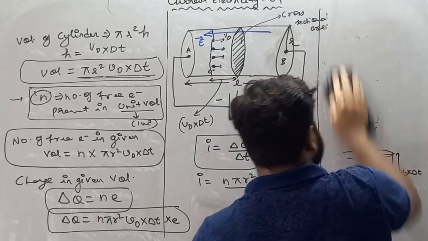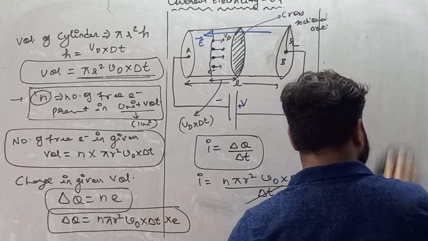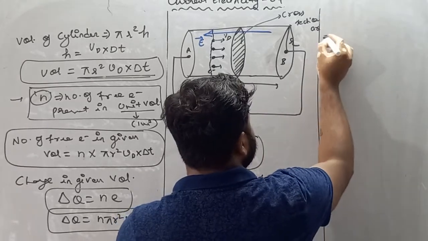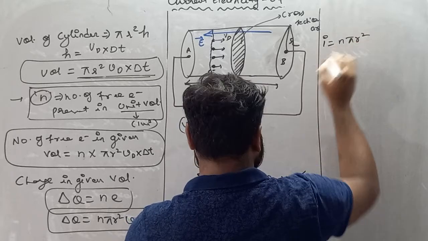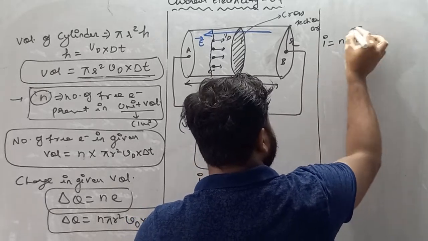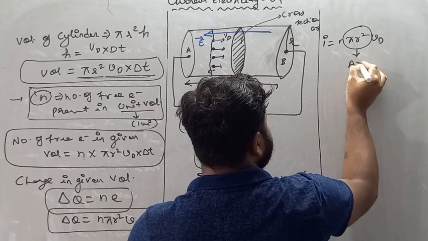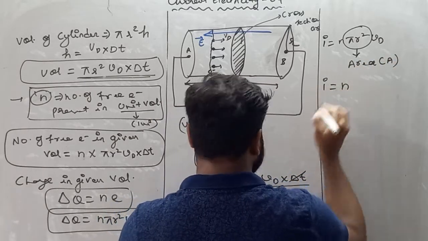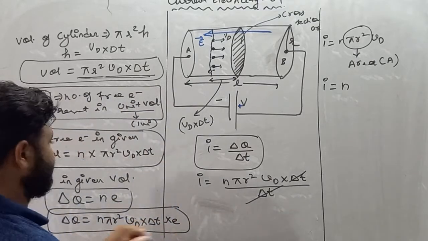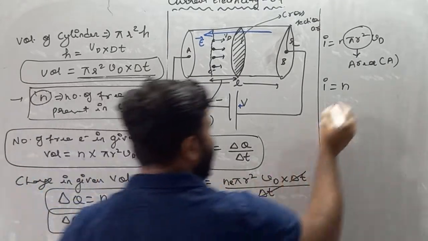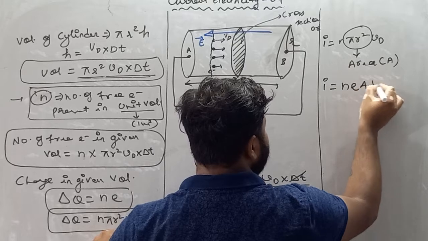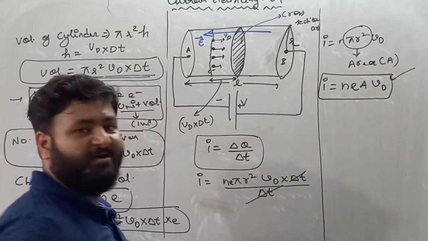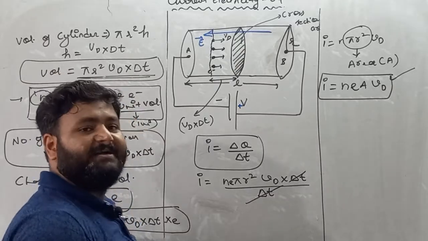Finally, we get the relation. So I is equal to n pi r square Vd. Now see, pi r square is nothing but area. Area can be written as A. So I is equal to n, there is e also present, n e, and this is A and Vd. So this is basically the relation of current in a conductor.